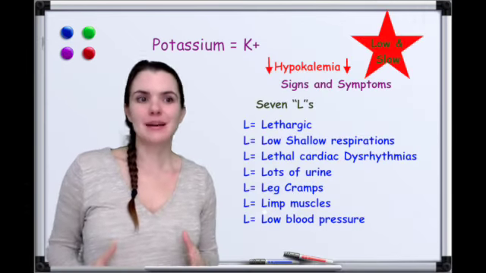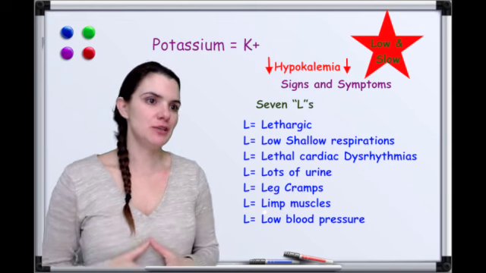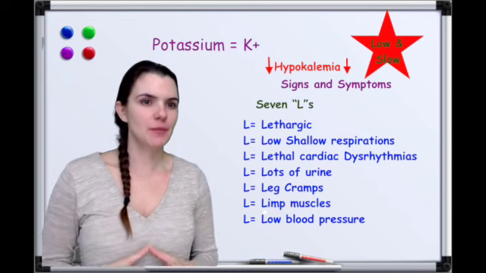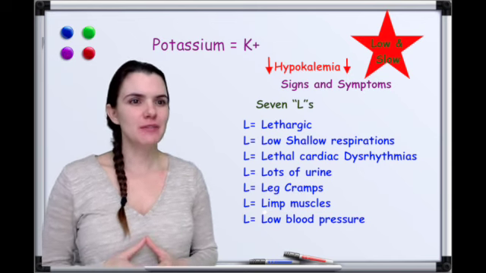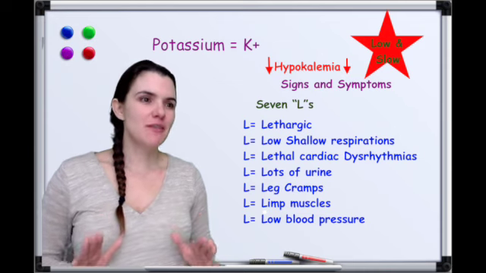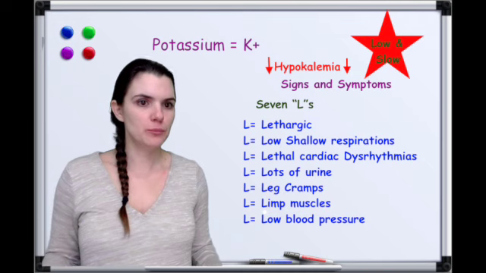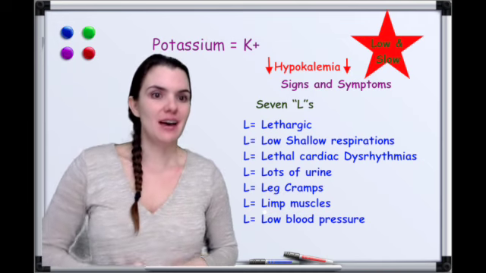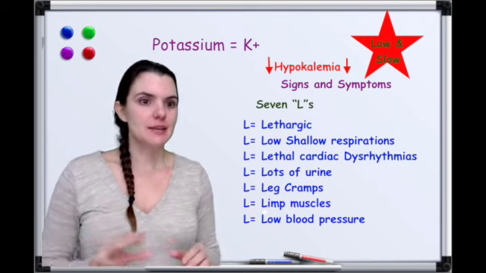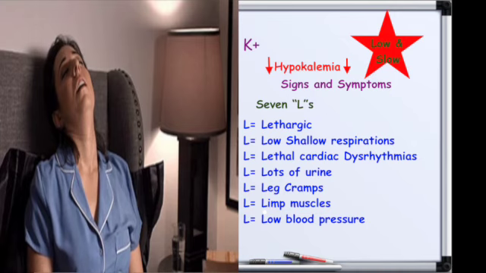So what are the signs and symptoms that you may see in a patient with hypokalemia? When we have low potassium levels in our blood, remember that everything is going to be low and slow. So remember the 7 L's. The first L is that a patient is going to be very lethargic and they can be confused. Second L is for low, shallow respirations.